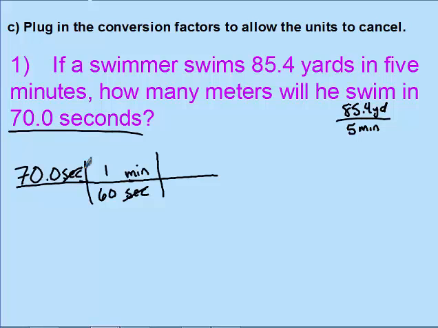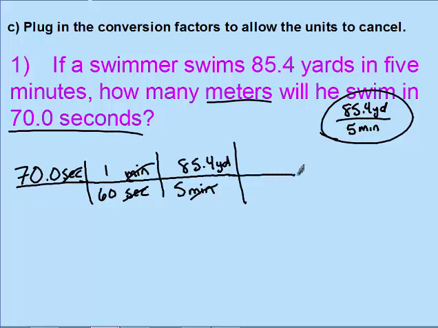Now that I have 1 unit that's the same, I can say that for every 1 minute, I have 85.4 yards. Now I have yards. And again, this conversion came from the problem. So I am in length, but I want my length in meters. So you do need to recall your metric to American. And looking at that list, there's a yard to inches. For every 1 yard, it's 36 inches.